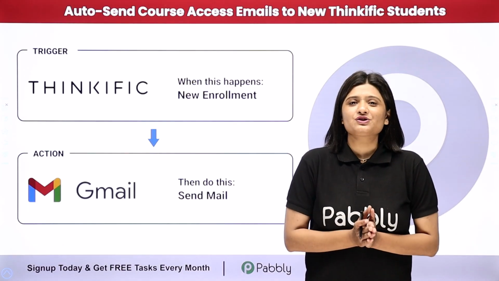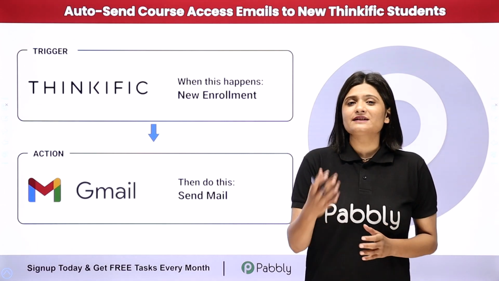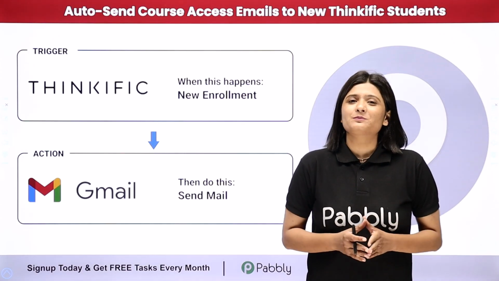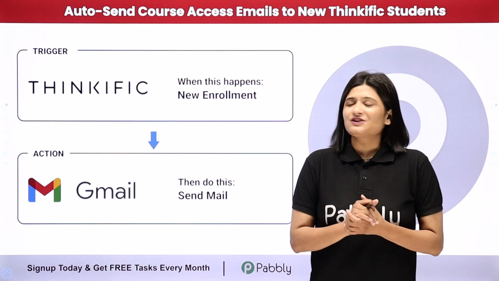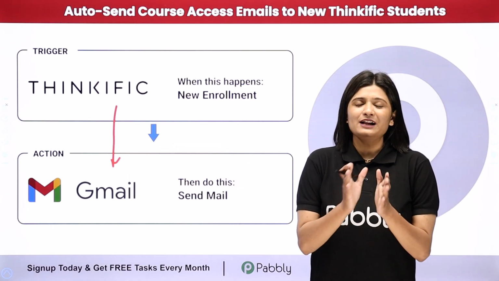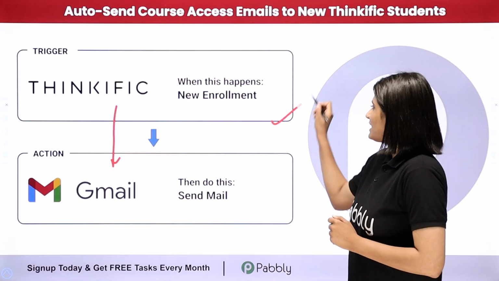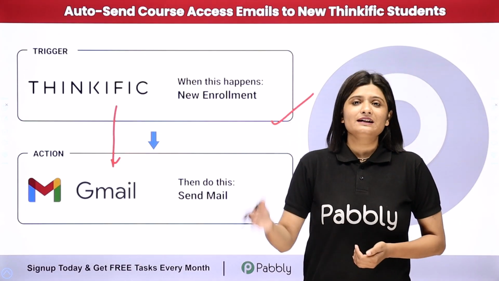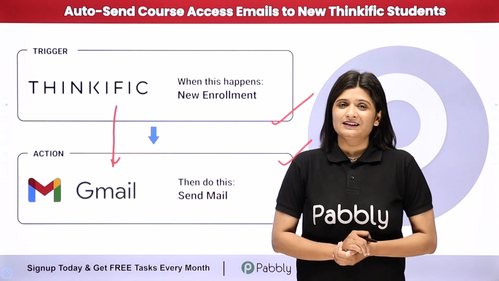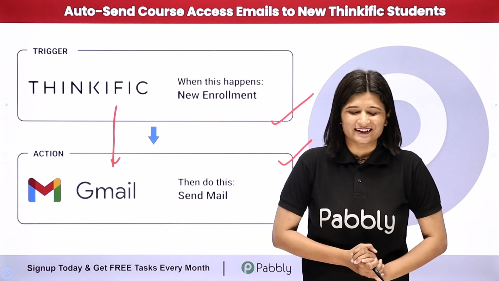And to do this automation, I'm going to use Pabbly Connect. Pabbly Connect is an amazing automation and integration software which requires no coding or programming skills. Here I just need to build a connection between Thinkific and Gmail. With the help of Pabbly Connect, I am going to build this connection in such a manner that whenever there is a new enrollment in my Thinkific account, I automatically send a mail using Gmail. Now, if you want to learn the step-by-step process, then let me take you all to my screen.